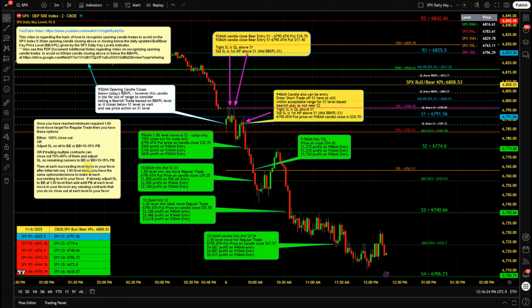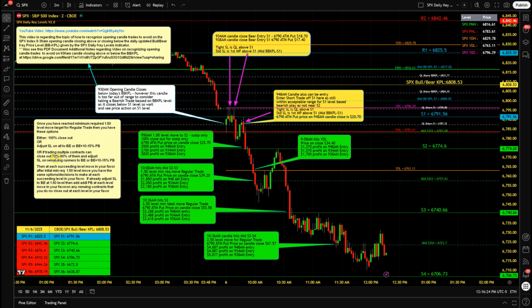Then at each succeeding level move in your favor after the initial minimum required 1.5 level move, you have the same options decisions to make at each succeeding level. However, you have a third option here if you're trading multiple contracts. Besides either 100% closeout or adjusting your stop loss, that is to close out 70 to 90% of your contracts at this level, and then adjust the stop loss on the remaining runners to break even or break even plus the profit buffer.